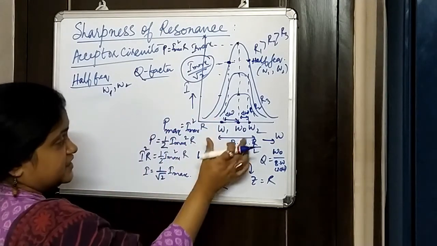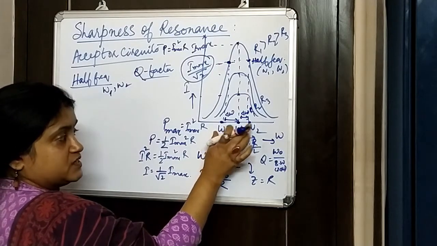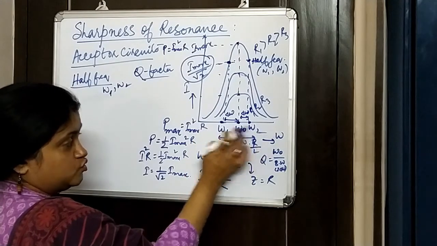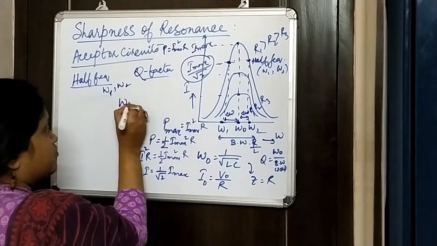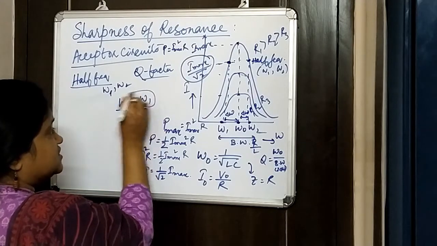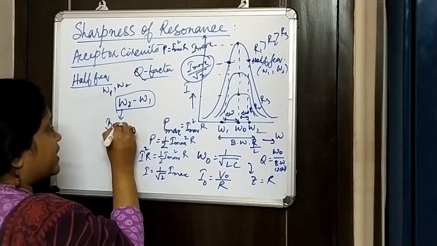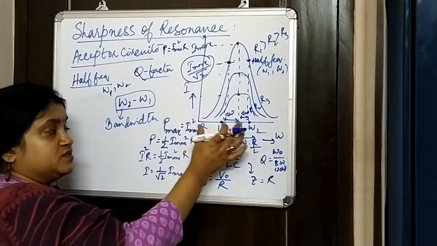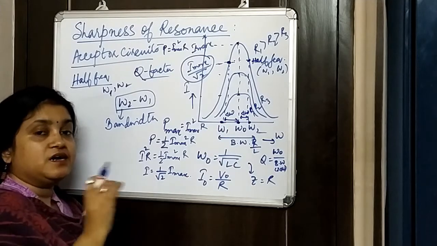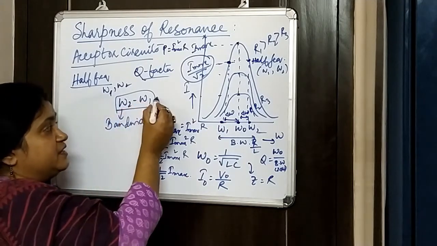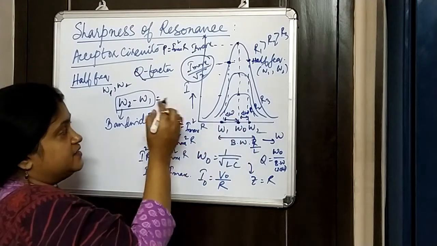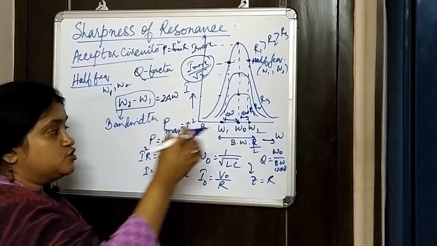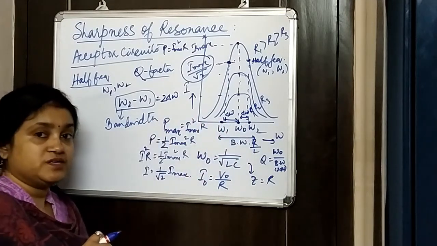So the distance from one half frequency to the other, that is from omega 2 to omega 1, omega 2 minus omega 1, we call bandwidth. The distance between the 2 half frequencies is called the bandwidth, and if I just add, this would be 2 del omega, right? So this is what is called bandwidth.